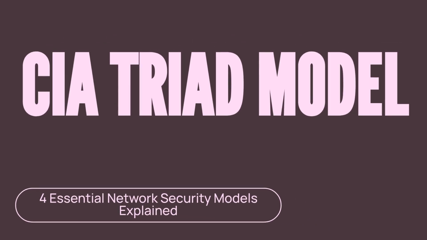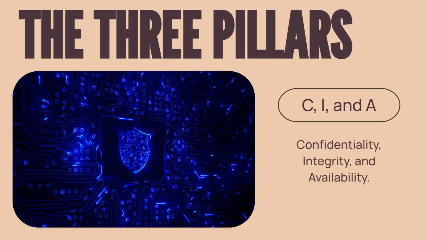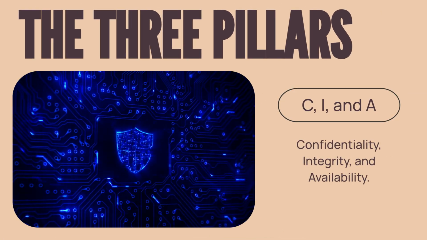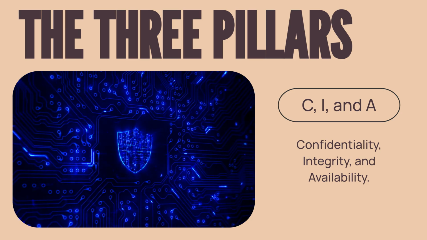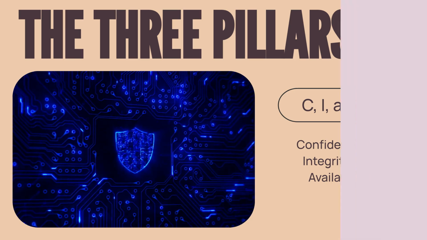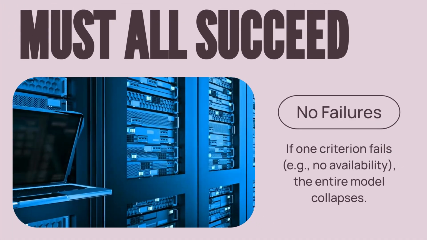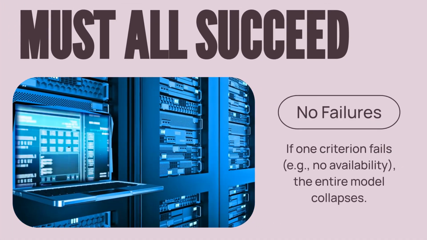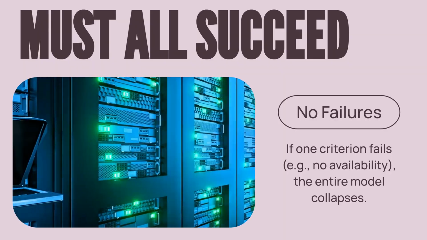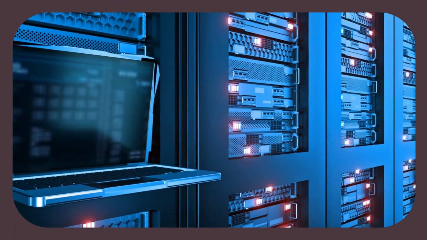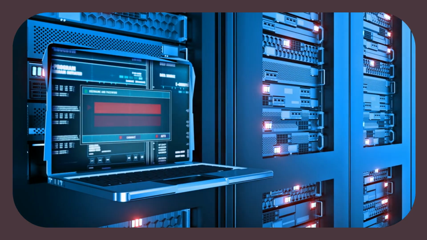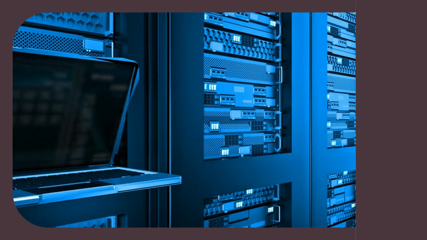Next, we have the CIA Triad Model, which is considered the heart of security. The CIA Triad stands for confidentiality, integrity, and availability. Every security policy is judged by how well it achieves these 3 goals. If a system has strong confidentiality and integrity, but the server is constantly down, it fails the CIA Triad Model. The best analogy for the CIA Triad is a 3-legged stool. If you cut off one leg, the entire system collapses.